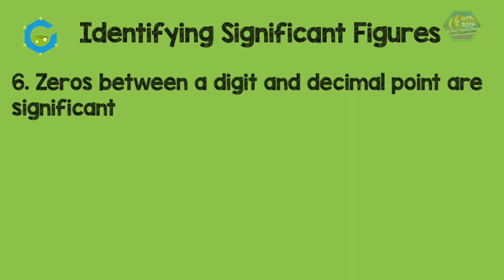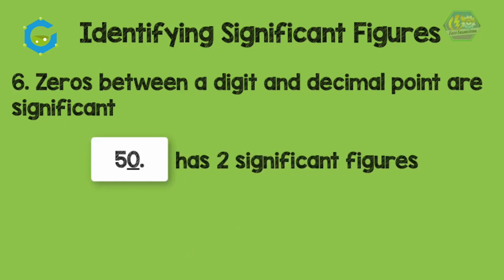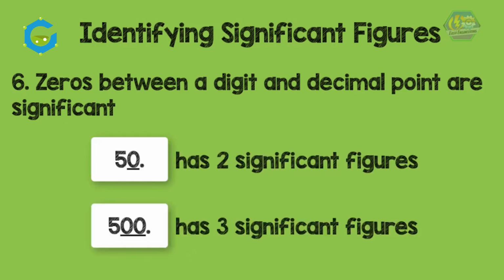Number 6. Zeros between a digit and decimal point are significant. For example, 50 has 2 significant figures, and 500 has 3 significant figures.